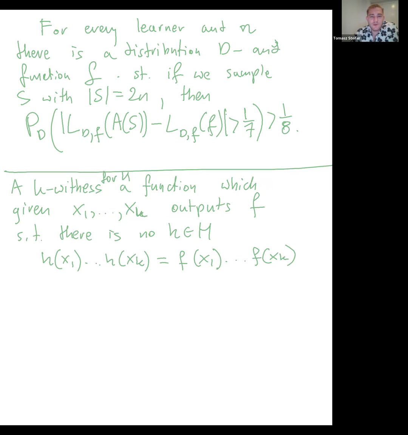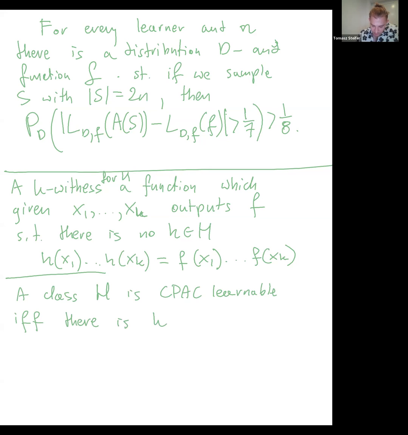So we want this function to be computable, and then we get the characterization that a class H is computably PAC learnable if and only if there is k such that there is a computable k-witness for H. And learnable in the improper sense. In the improper sense, yes.